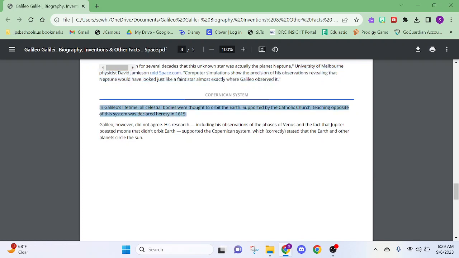In Galileo's lifetime, all celestial bodies, so all of the planets, were thought to orbit the Earth. Supported by the Catholic Church, teaching opposite of this system was declared heresy in 1615. So basically, the Catholic Church in England at this time was really, really powerful. And Galileo was actually Italian, I believe. But either way, the Catholic Church was super powerful. And so nobody really went against the Catholic Church.